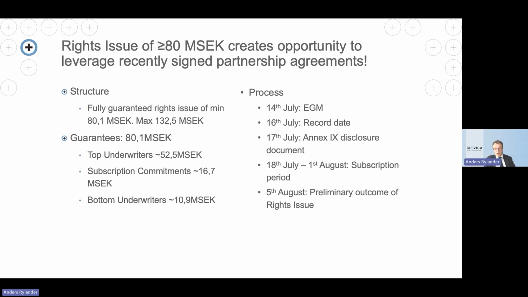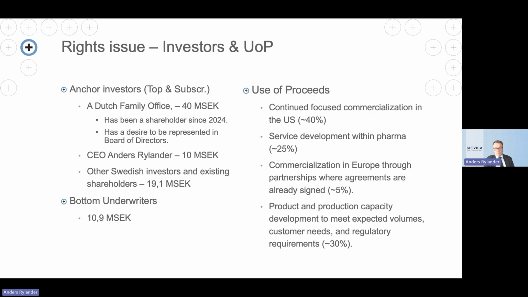You see the process on the right side of the slide. We will have an extra general meeting on the 14th to approve this. We will have the Section 9 disclosure document published on the 17th of July, subscription period lasting two weeks of July, and then the preliminary outcome first week of August is the plan.